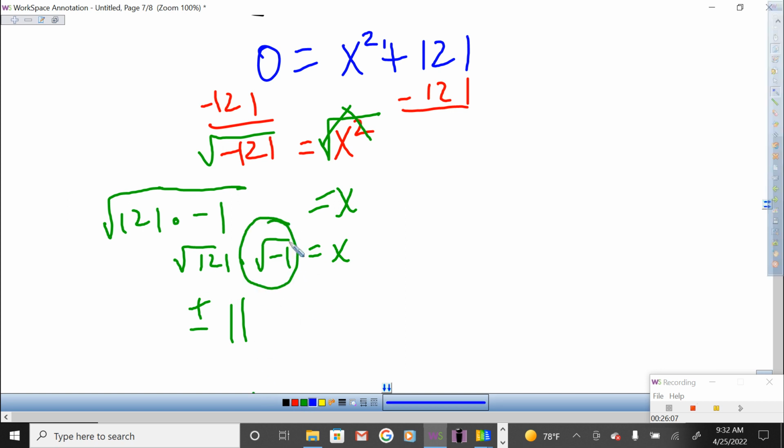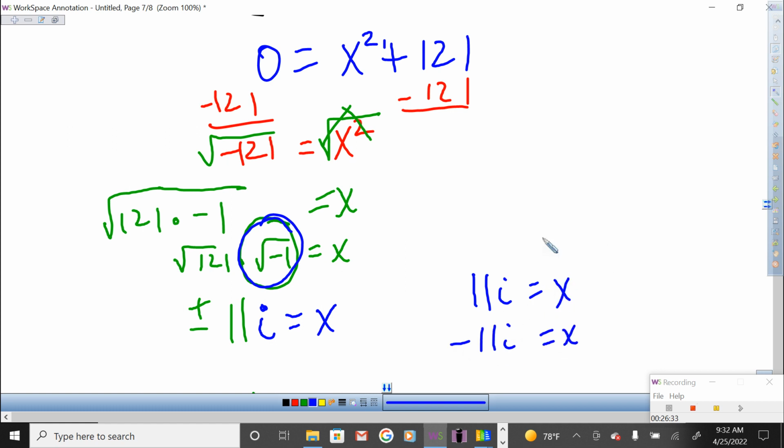And what is square root of negative 1? And I'm going to box that in blue. What is square root of negative 1? Tell your neighbor, please. Is there such a thing in the real world? No. Is that why this is a what? Imaginary. This is i. So this is equal to x. So my solutions are plus minus 11i, or 11i equals x and negative 11i equals x.